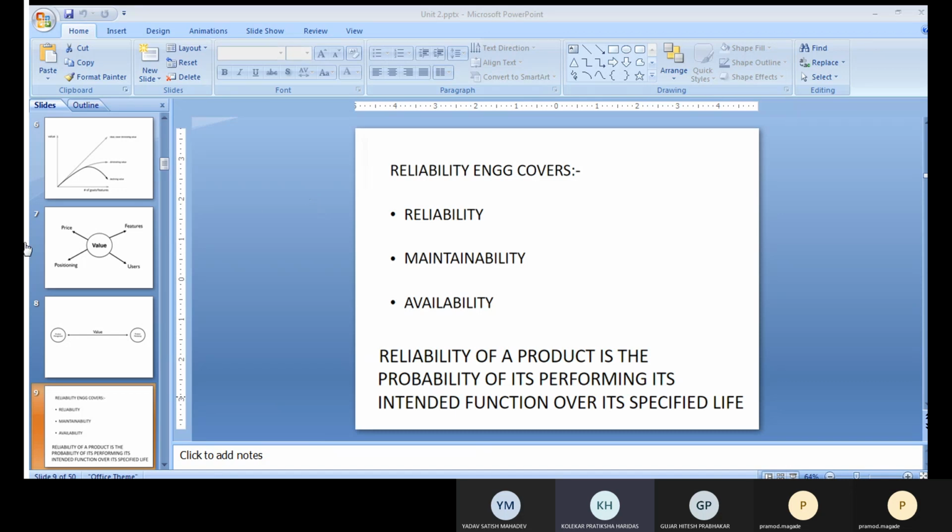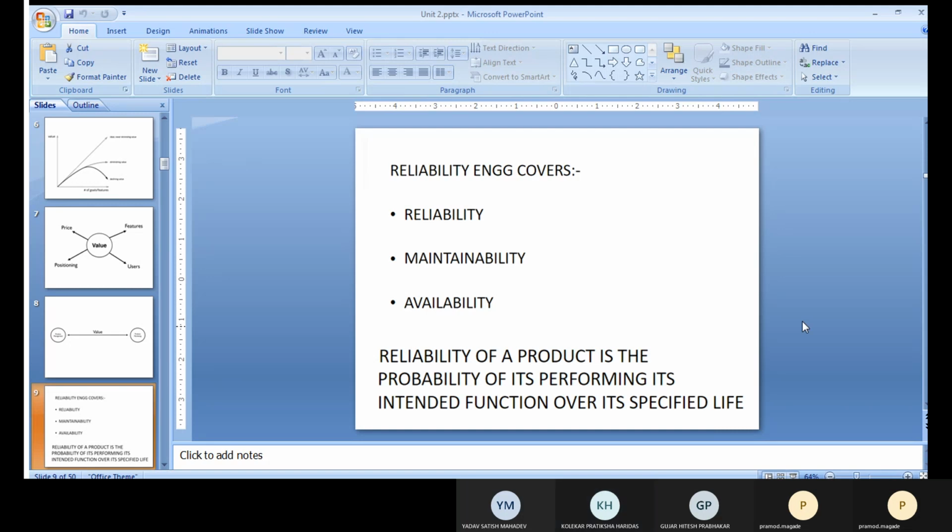Sir, reliability means product reliability, sir, means... Uh, I can't tell you, sir. I know, but it is mentioned on screen, Pratiksha. The definition is mentioned on screen.